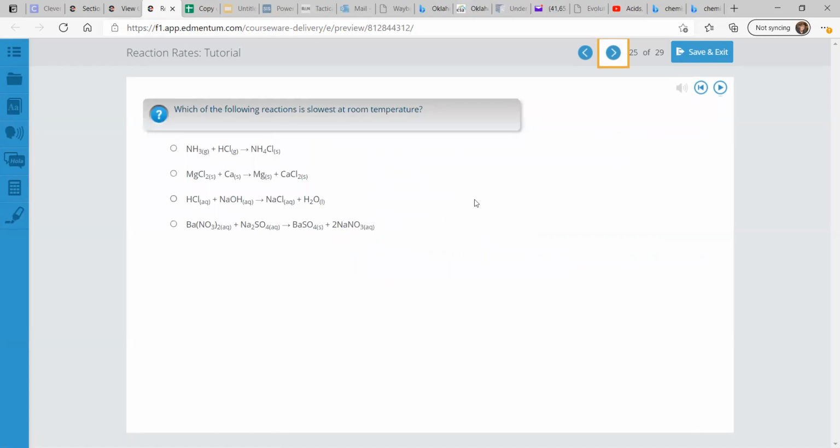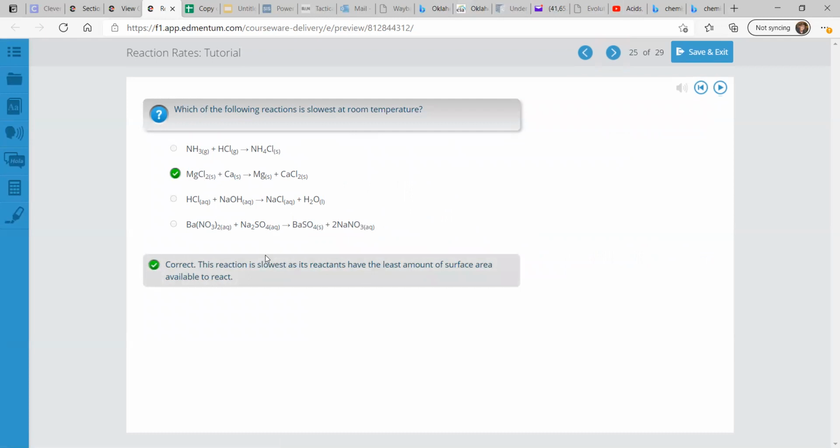Which of the following reactions is slowest at room temperature? We're going to go with the solids. This reaction is slowest because its reactants have the least amount of surface area. Solids have the least amount of surface area, then liquids, and then gases have the most amount of surface area.